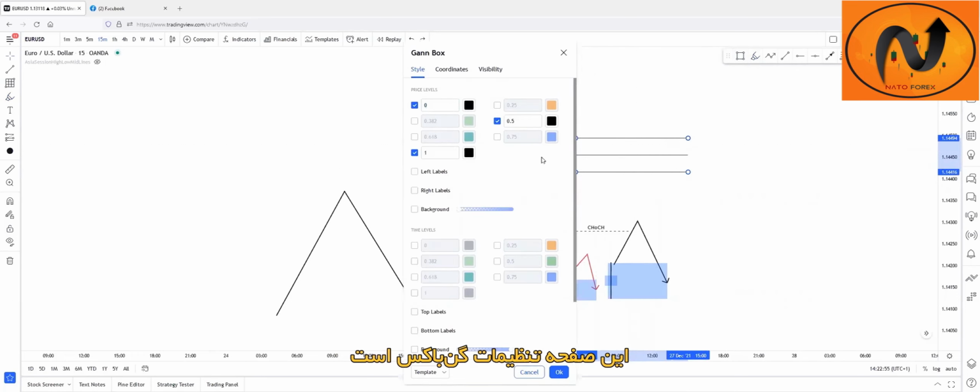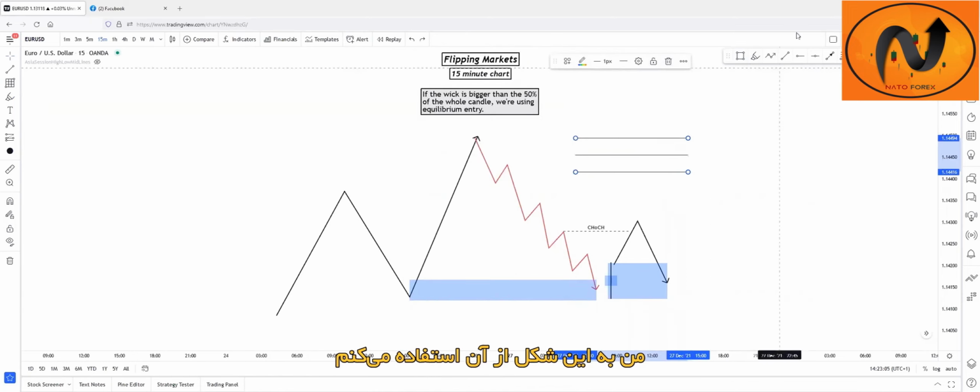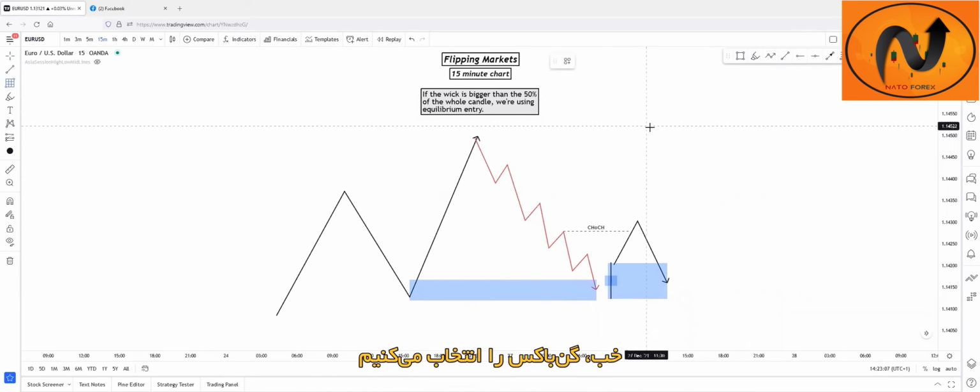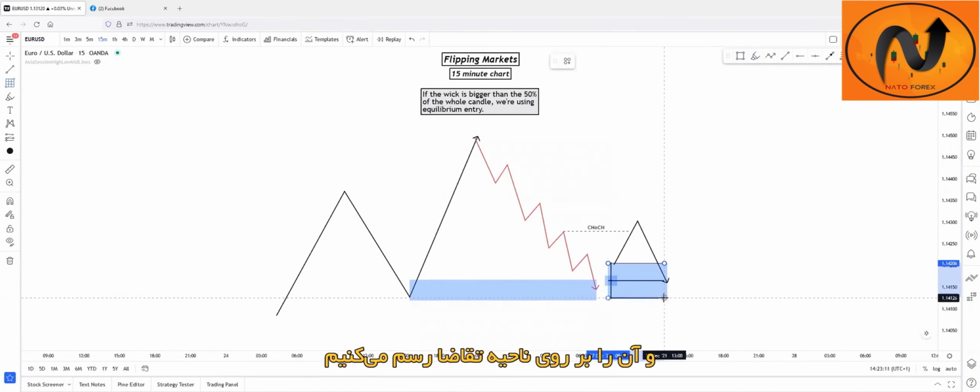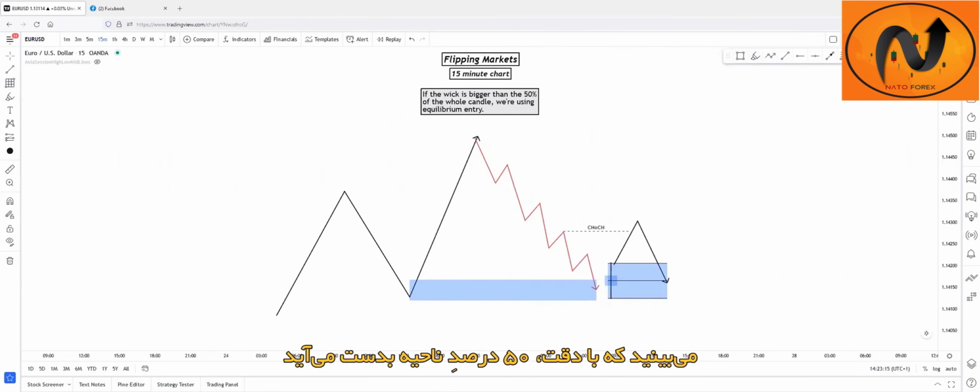Here are the settings on the first box: 0, 1, 0.5, no left labels, no right labels, no background. This is a really simple setup for the Gambax. That's how I use it. So let's just pick our Gambax and use it on our box, use it on our demand zone. As you can see, it will perfectly mark out the 50% of that zone.